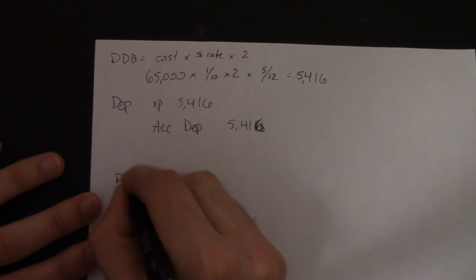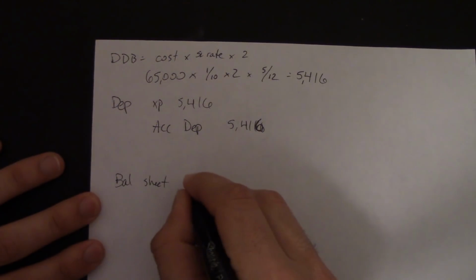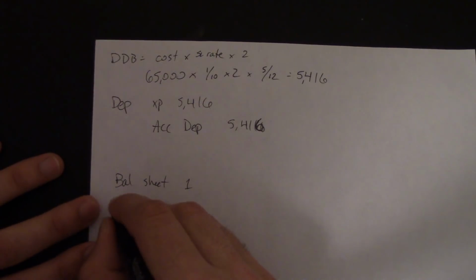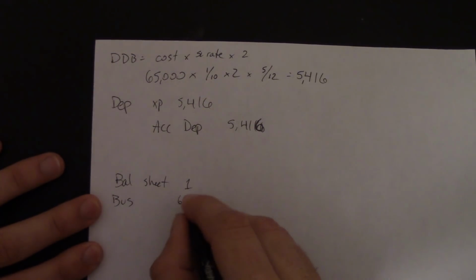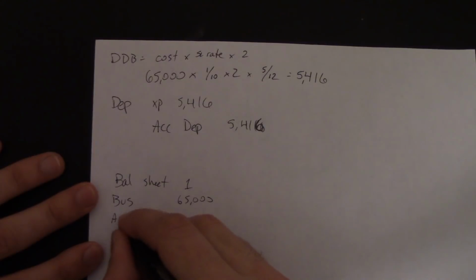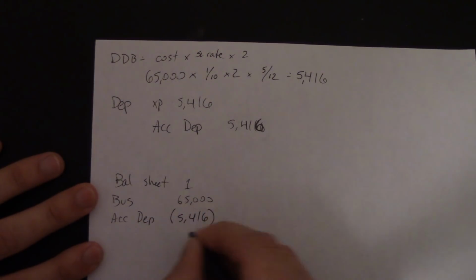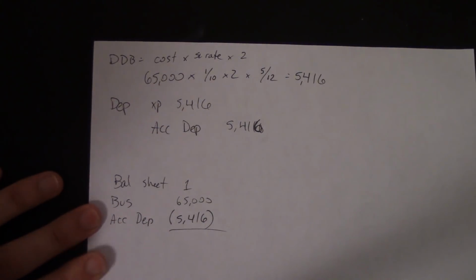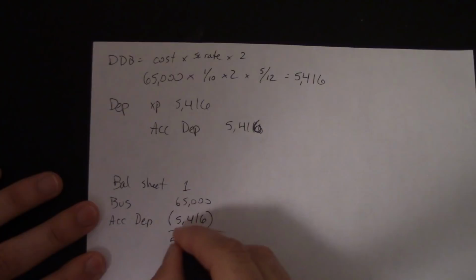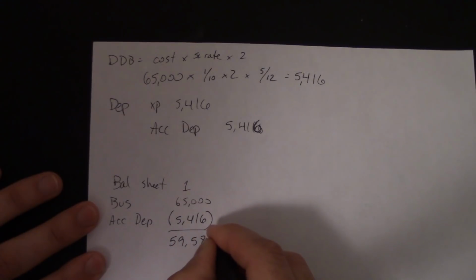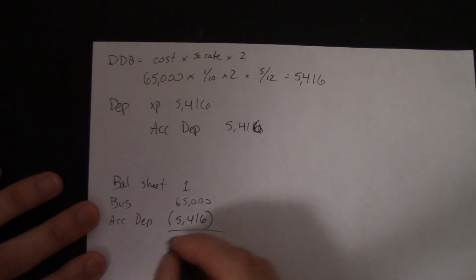So we can make a balance sheet. In year 1, the bus was 65,000. The accumulated depreciation is 5,416, and our net book value is 59,584 about.